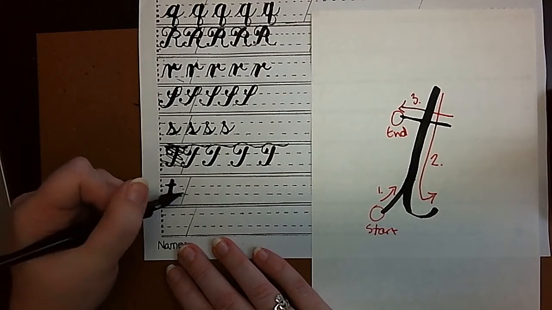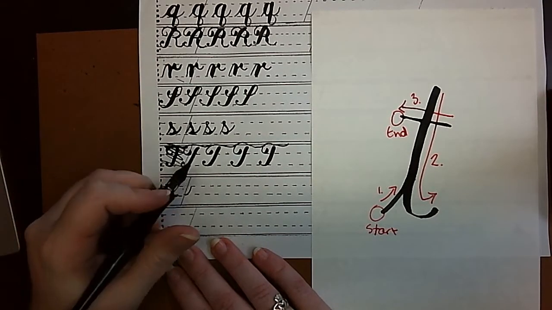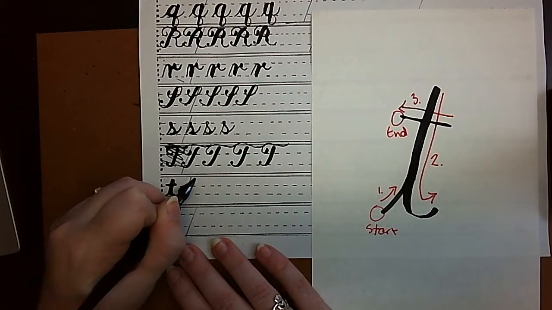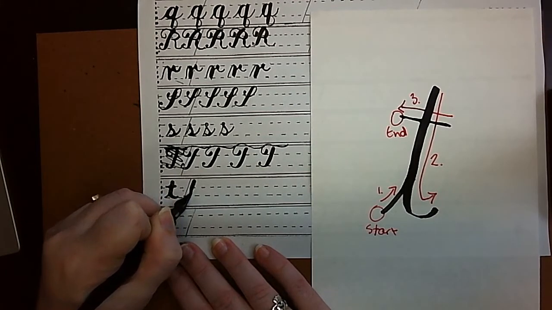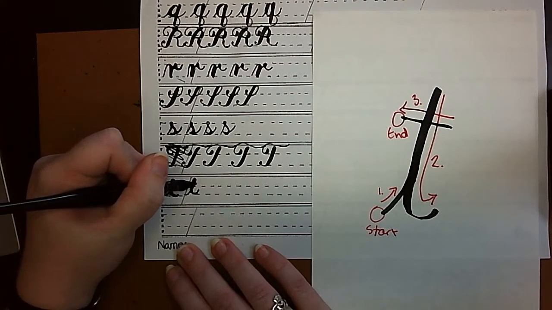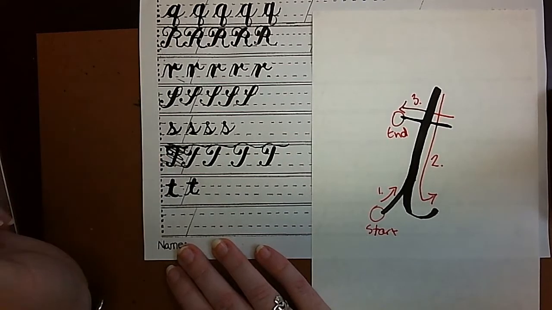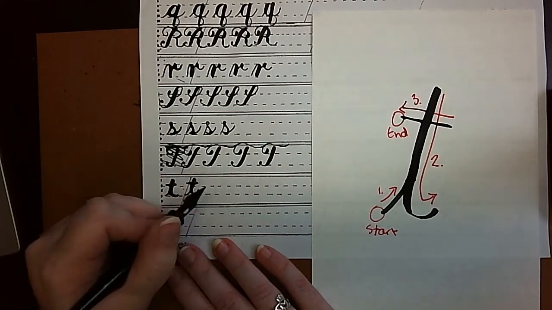Let's try it one more time. Make an entrance stroke up in the X space. Then go into the header, pull a line down, curve it out to the right. Right at the bottom of the header, you're going to pull a line across. I'm going to do that again.